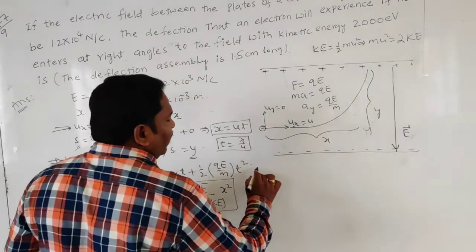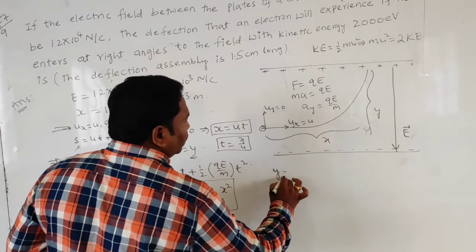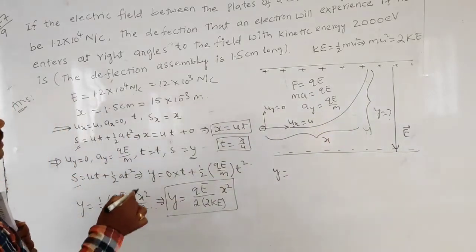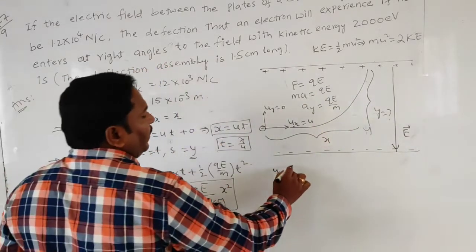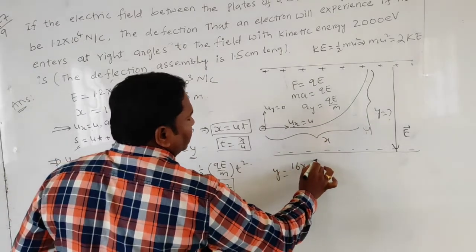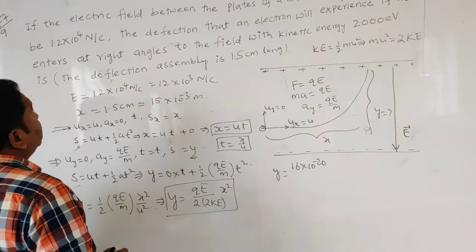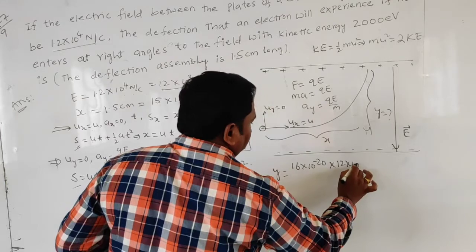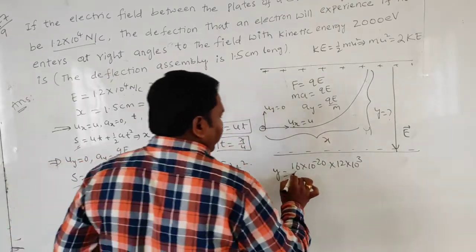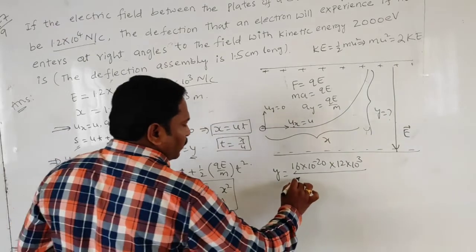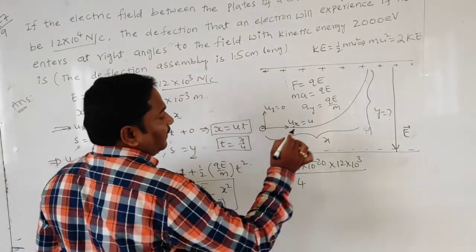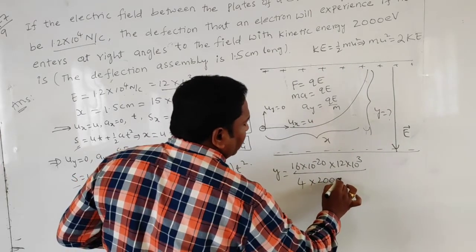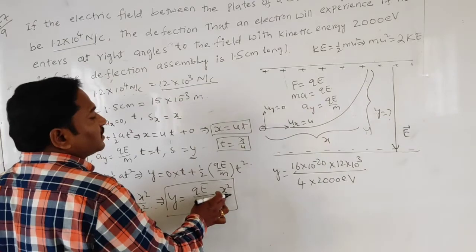Now we are substituting y equal to the charge. Here, for an electron, it is 1.6 into 10 power minus 19 Coulomb. The electric field is 12 into 10 power 3, divided by 2 into 2, that is 4, into kinetic energy. So kinetic energy is 2000 electron volts, and x square.